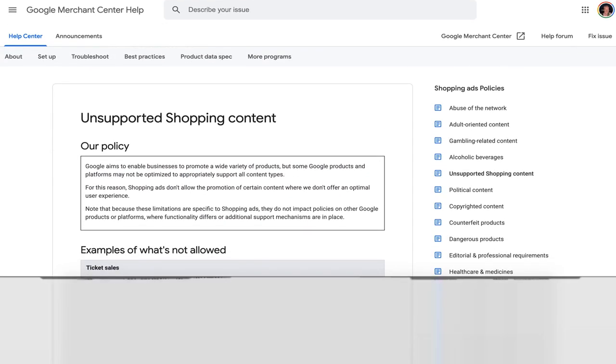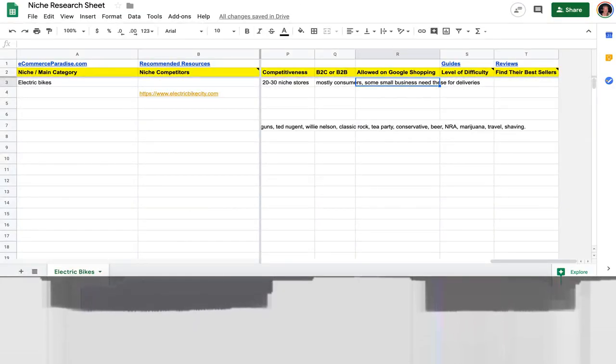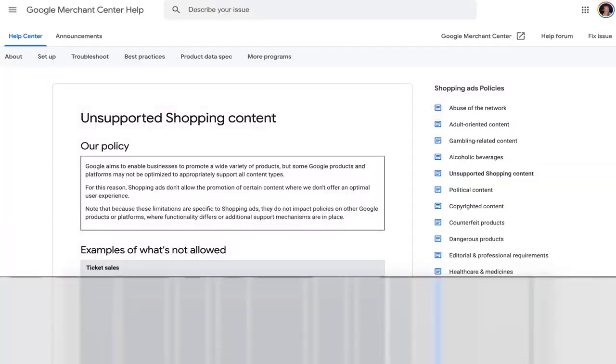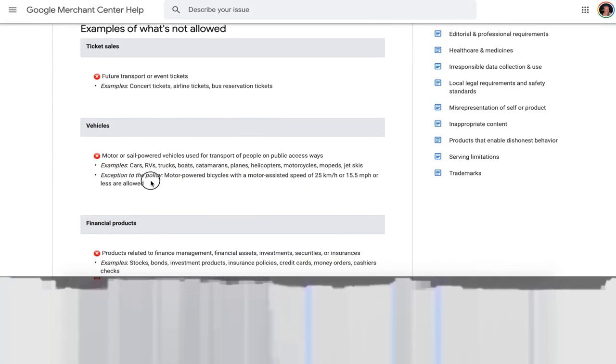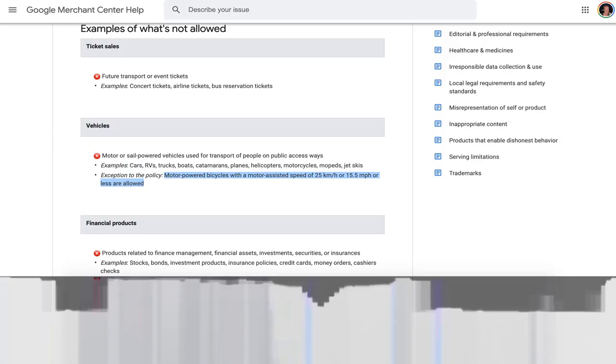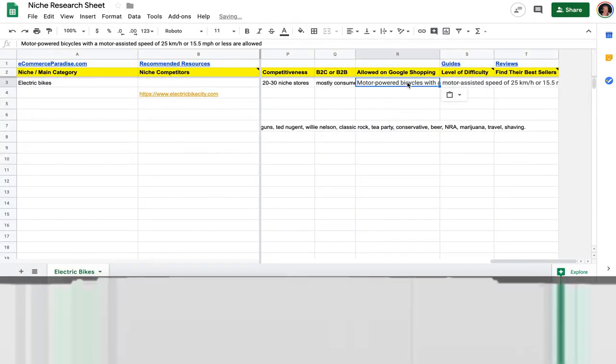Okay, and that's what we would need to know for this niche that we're getting into, right? Electric bikes. I'm doing the research here, and so I need to know that. I need to notate that. Let's make that note. Boom. So now that I know that, I can notate that here, and we're good to go. So let's get into the next lesson.